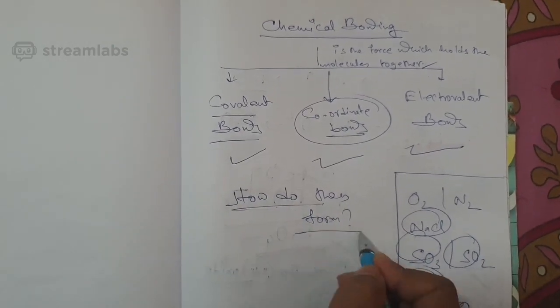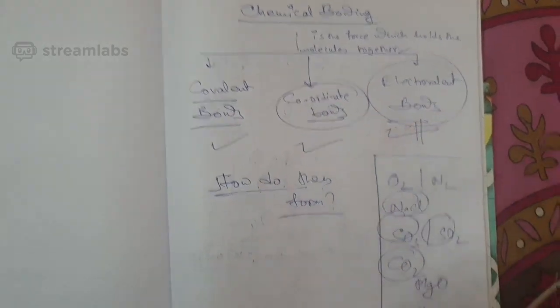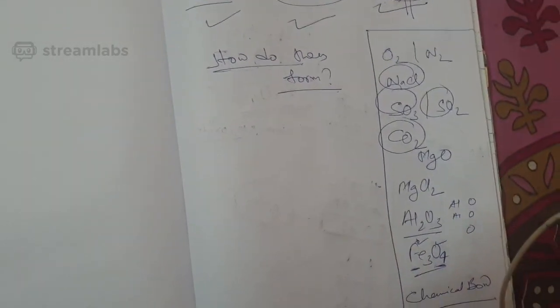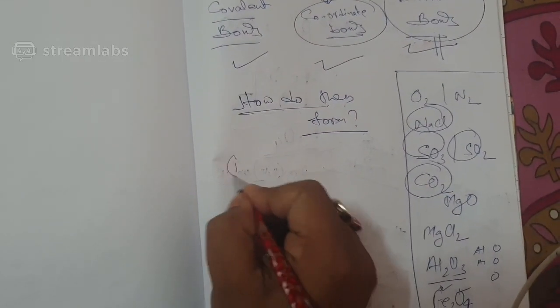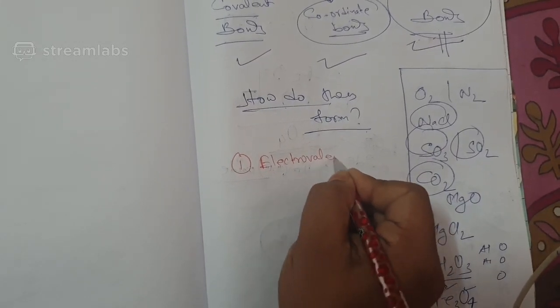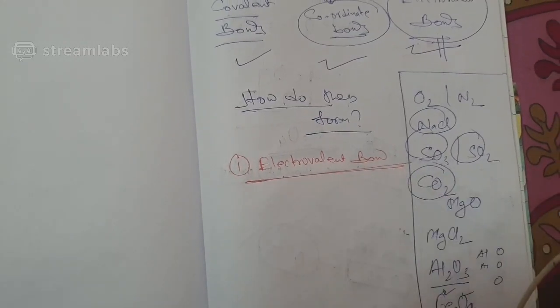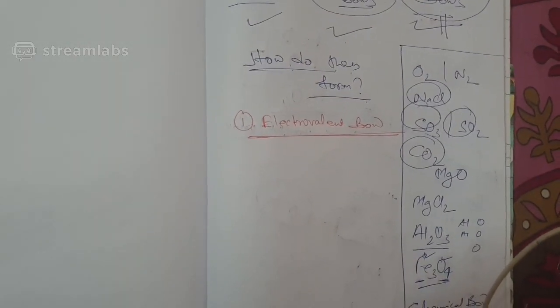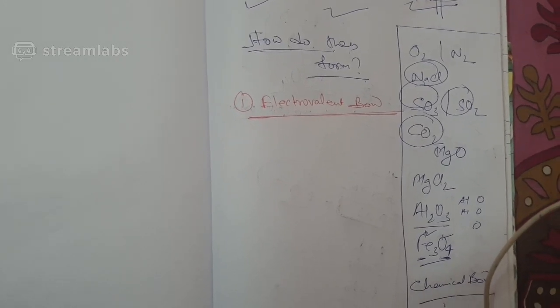Now, when we understand how they form, on the basis of that, first of all we will study the electrovalent bond. Then you will understand on what basis I have divided them into 3 types. Number 1 is the electrovalent bond.